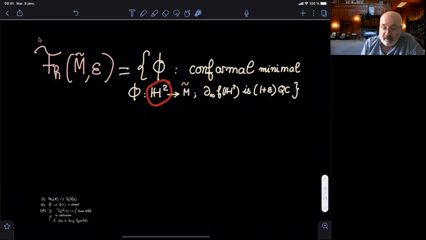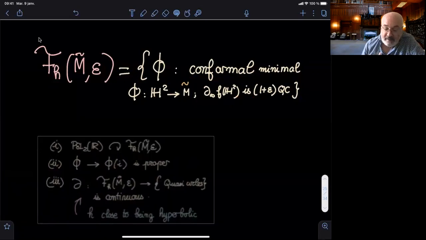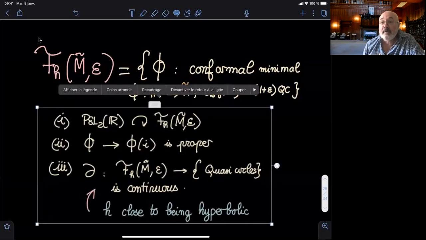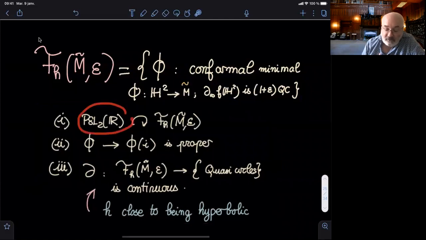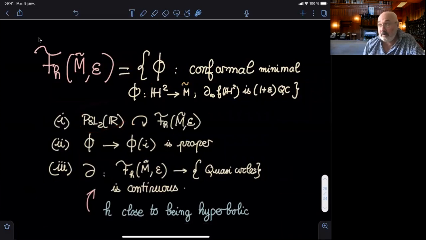To go from R to H2 is not a big leap of faith. You have to remember that R is the hyperbolic space of dimension 1. So let's see what you have on this space. The first thing is that you have an action of PSL2R. Because PSL2R is a group of isometries on H2, a group of conformal invariants on H2, it acts on this space on the right by precomposition.